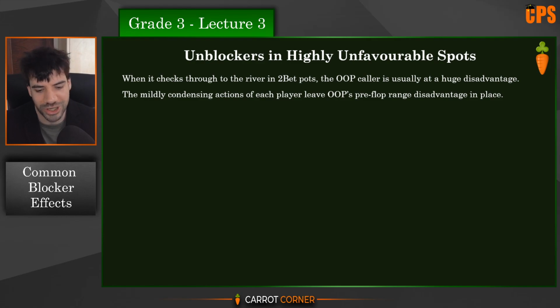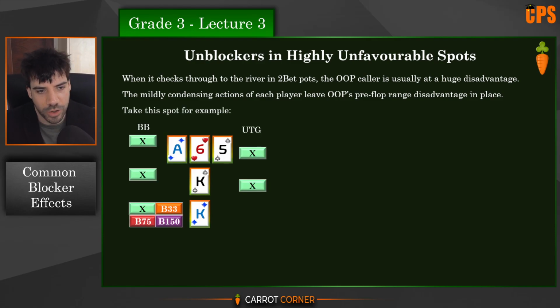But when both players check multiple times, both ranges become somewhat capped. In this scenario, and granted I have picked an incredibly bad board here for the big blind player's range, a very good board for the under the gun player's range, this situation by and large is just going to be bad for the out of position player.